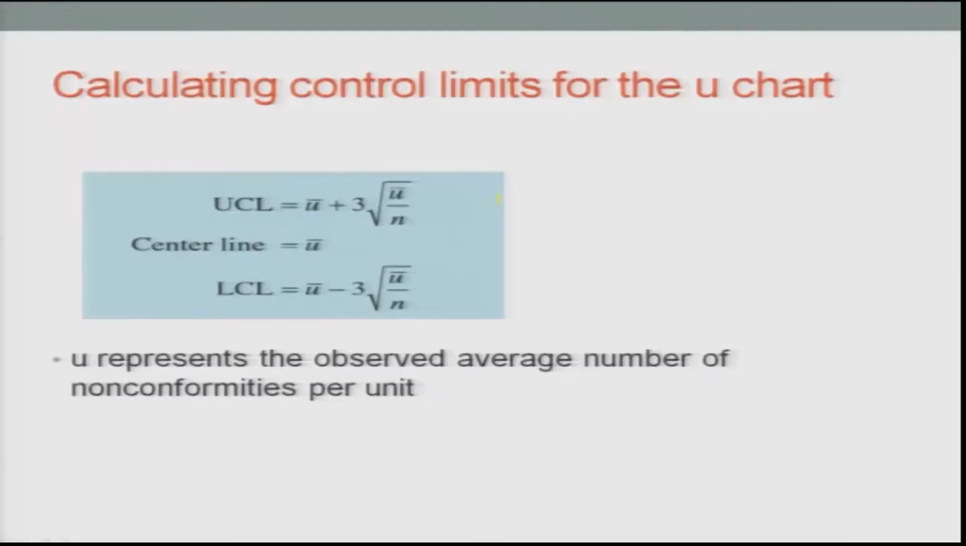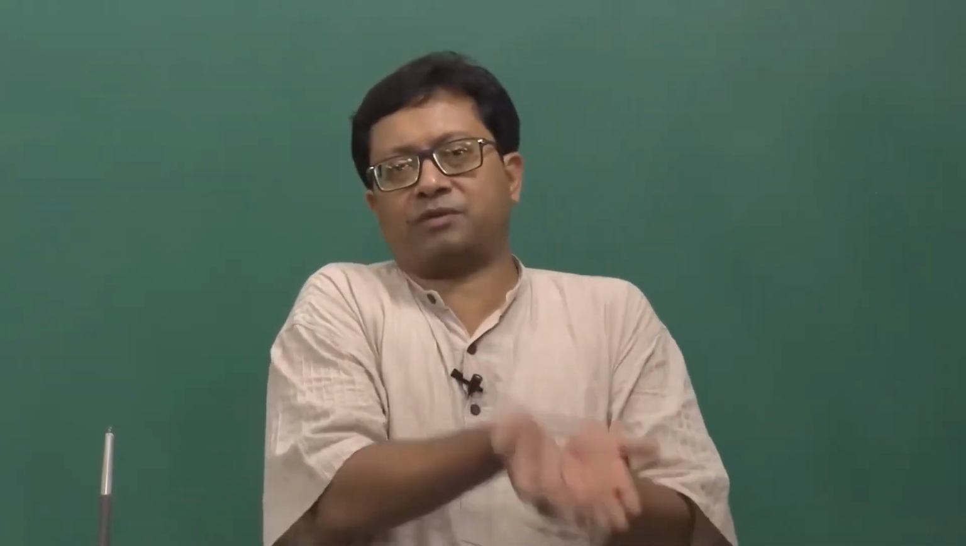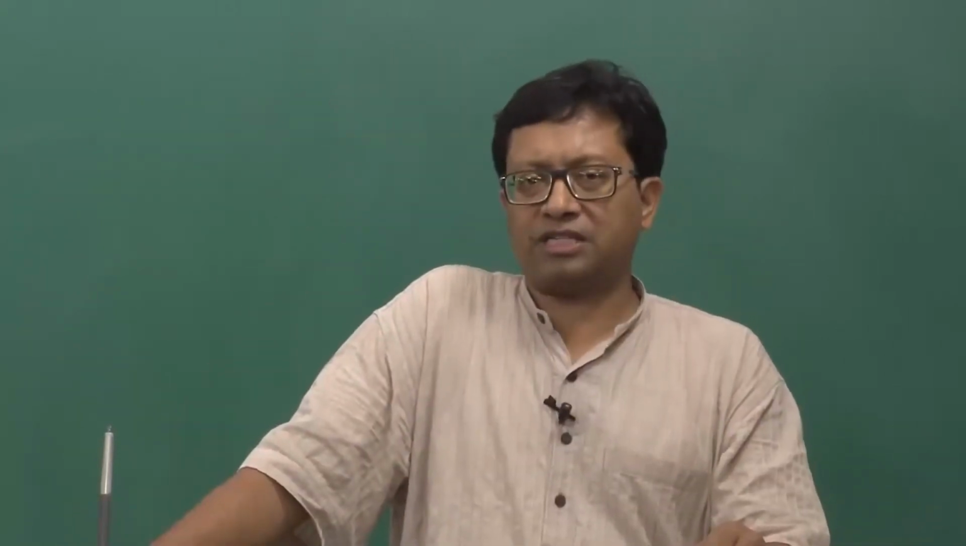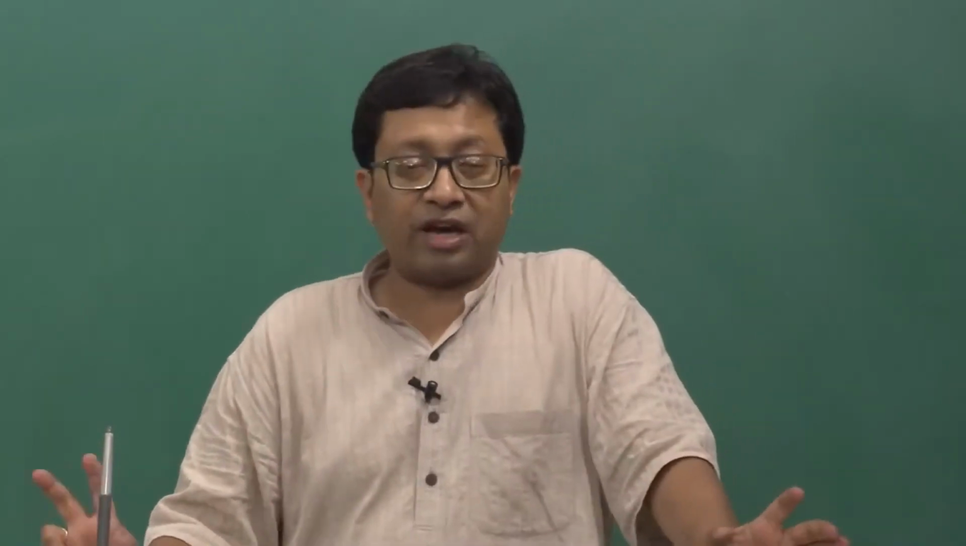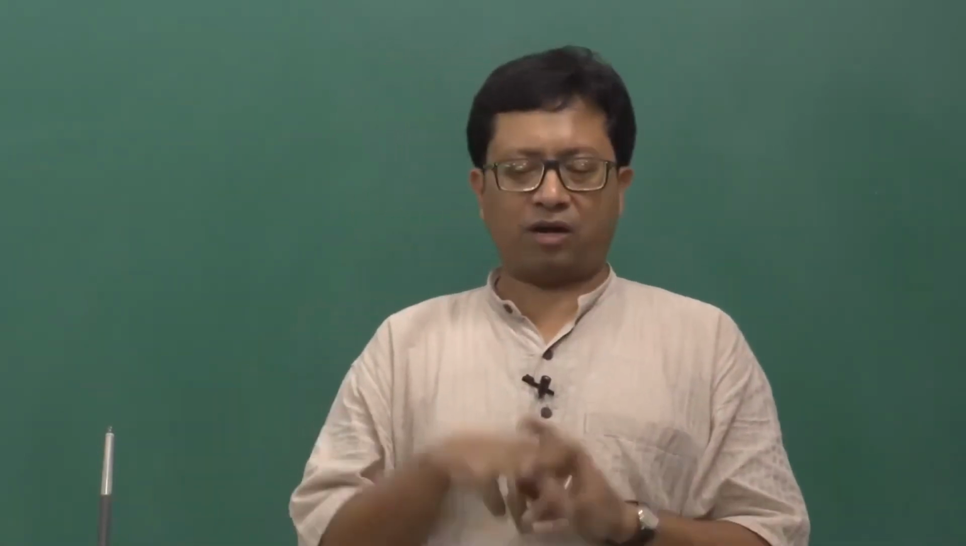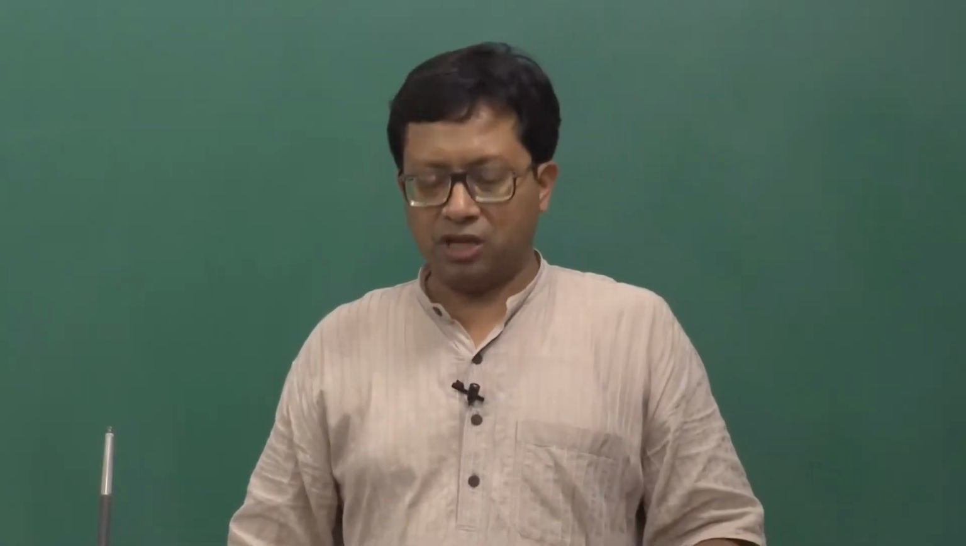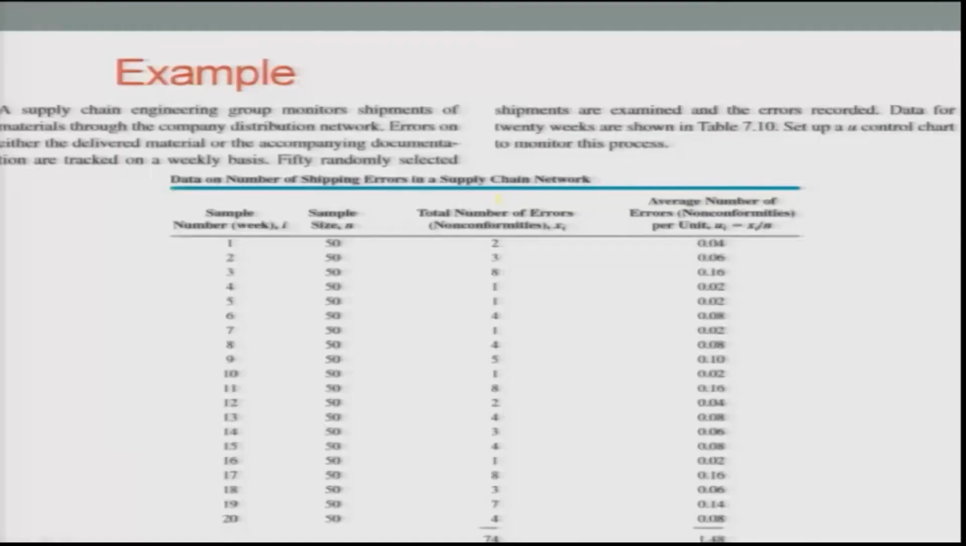Again continuing the discussion, if I want to find the central line, the upper control and the lower control, the concept remains the same. We use the central line to be U bar, which is the case for examples when we consider the sample and try to draw meaningful conclusions from the sample onto the population. The corresponding standard deviations are given as, this 3, again I am repeating, is the overall level of confidence which you want to have, multiplied by square root of U bar by n. So here U represents the observed average number of non-conformities per unit, and you do your calculations accordingly.